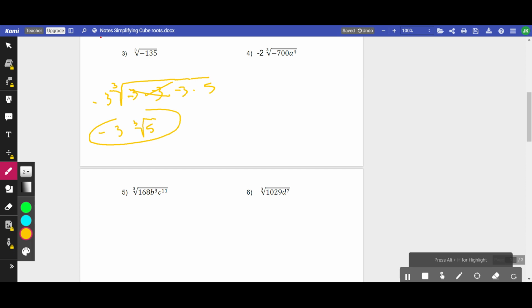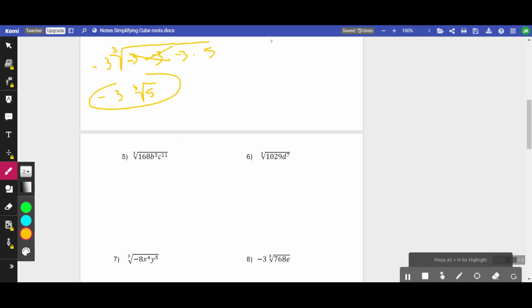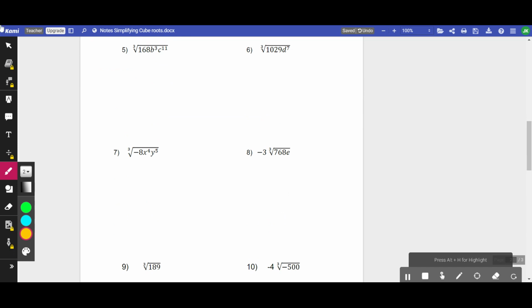Okay, I'm skipping number 4. We're going to do number 5 next here. So this is 168. So it's even. So I would divide by 2 until you can't anymore here.